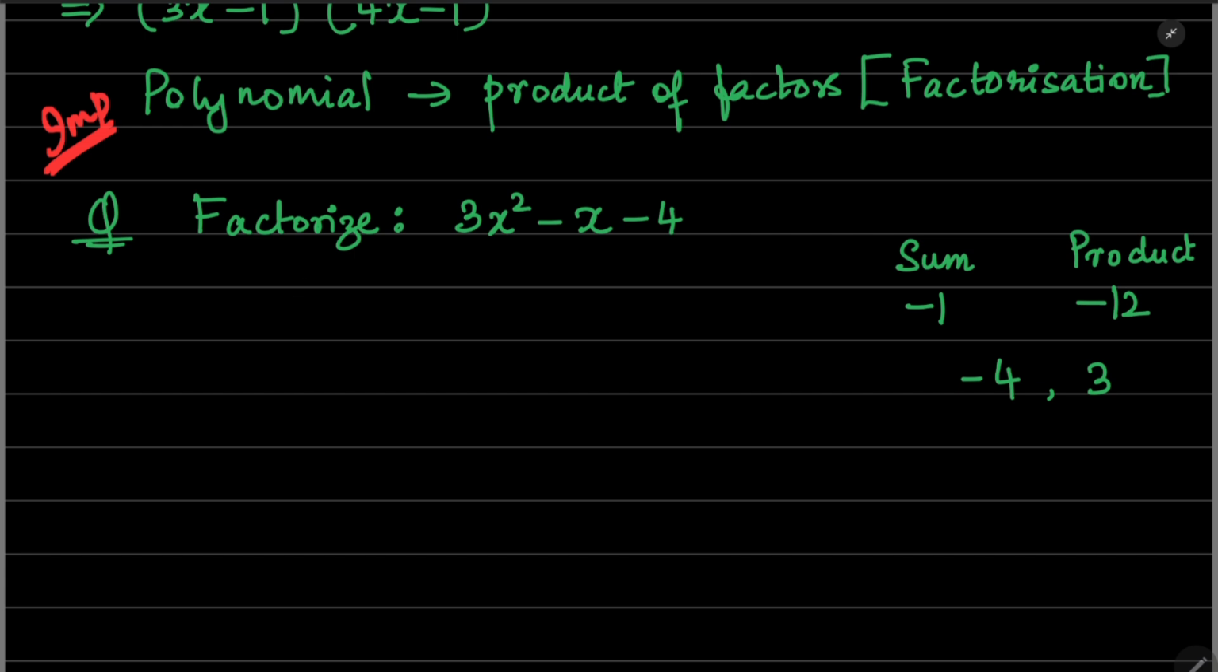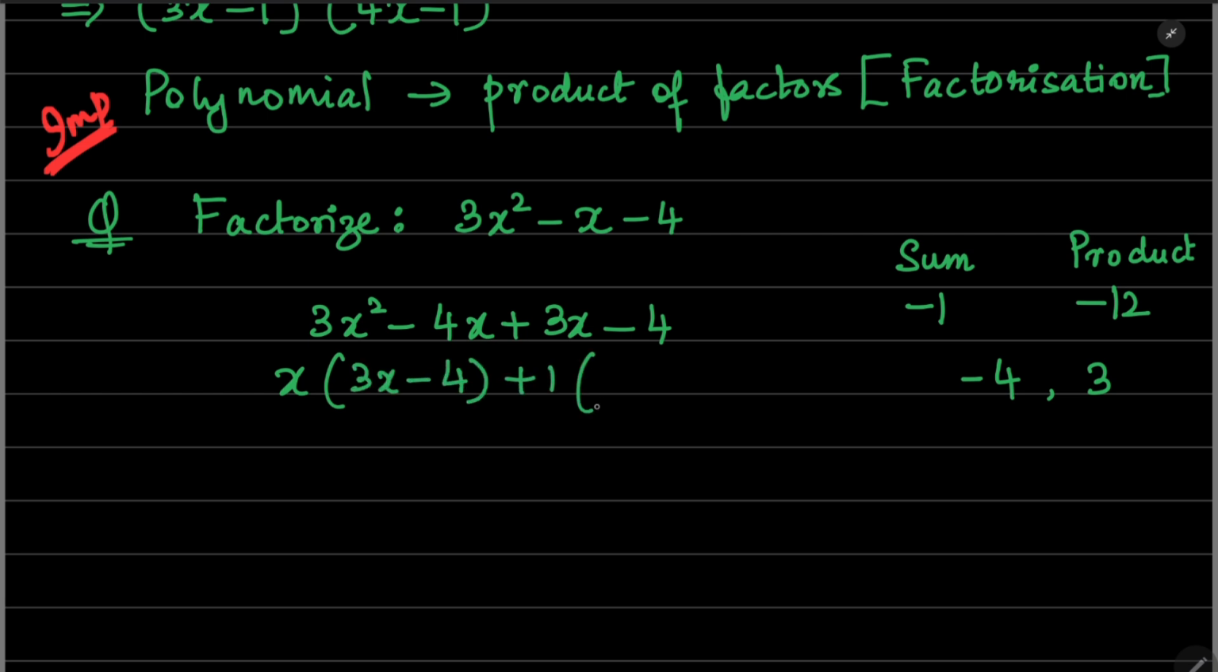Now let us do the middle term splitting. It will be 3x square, instead of minus x we are splitting it, we have got the factors, so we are writing minus 4x plus 3x and then the constant term minus 4. Now in the first two terms take x common out, so you will have x into 3x minus 4 plus 1 into 3x minus 4. So 3x minus 4 is common. The remaining term is x plus 1. That's your answer.